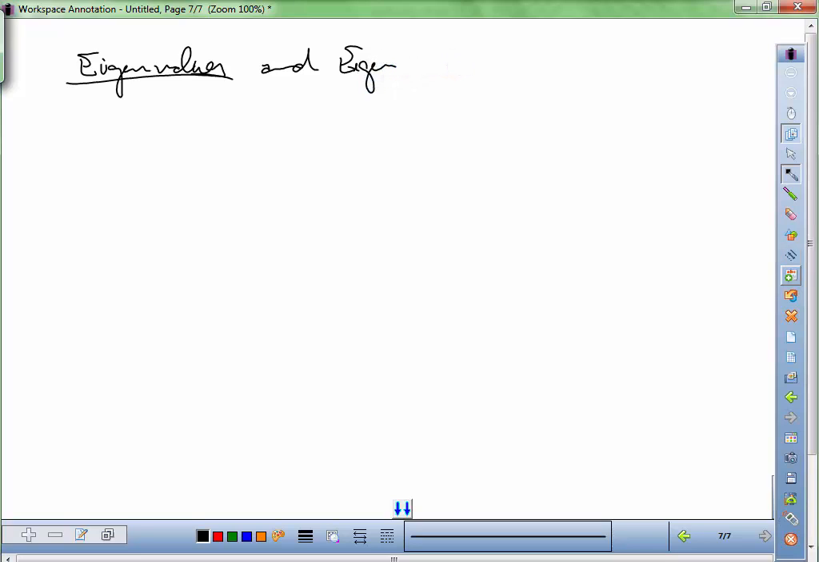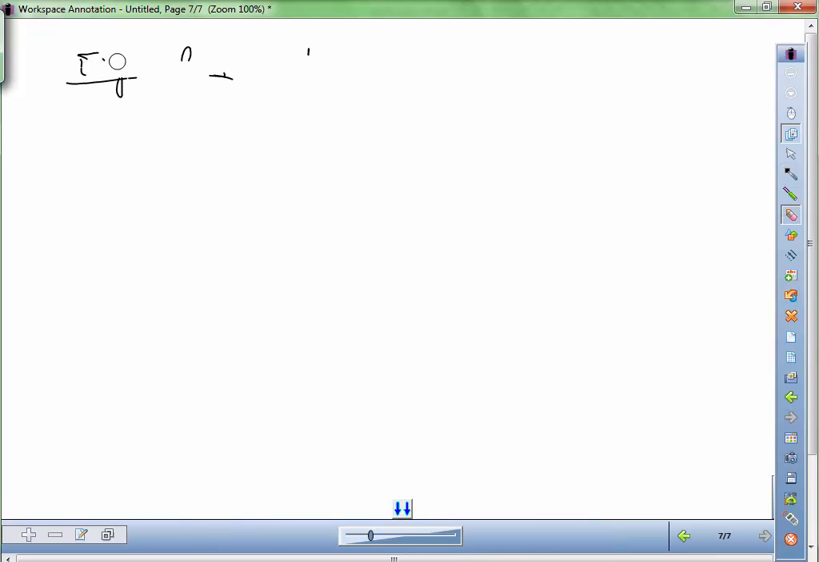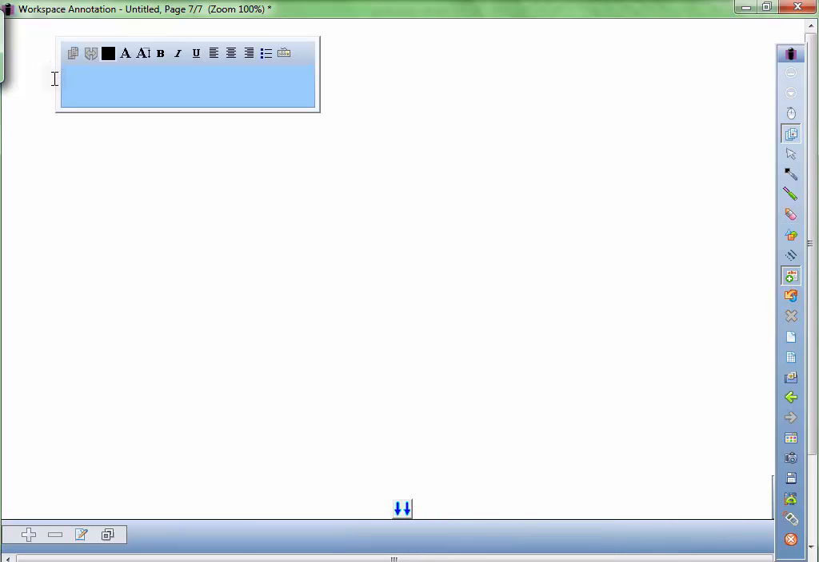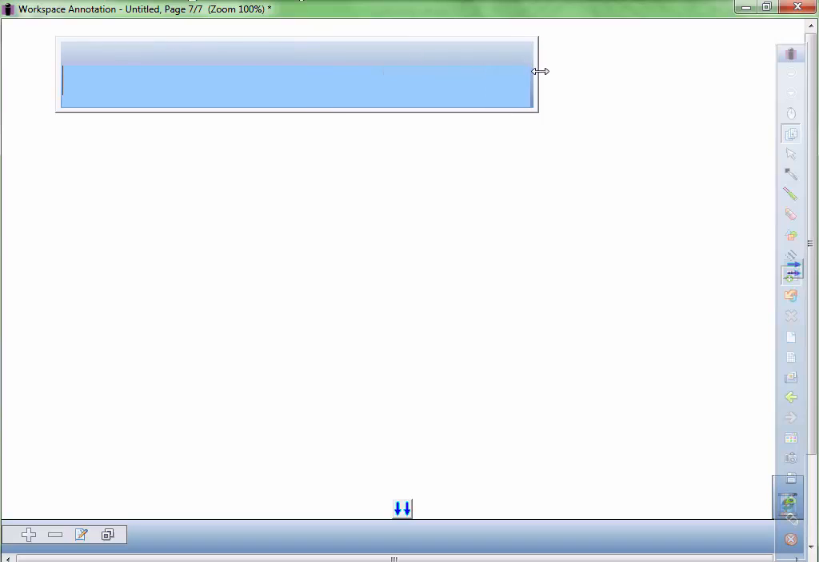Maybe I should type this. My handwriting is not at its prime, especially if it's new material, right? Eigen. How do you spell eigen? Yeah. So, eigenvalues and eigenvectors.